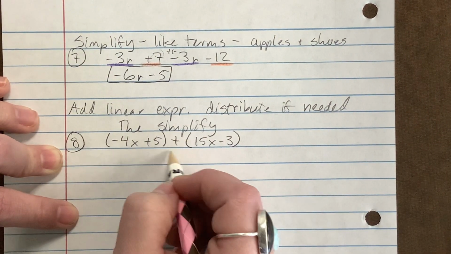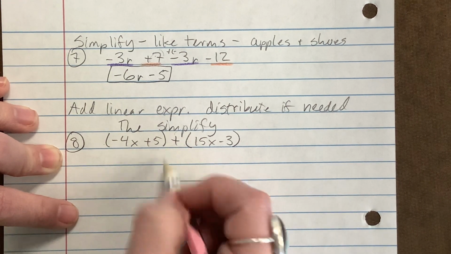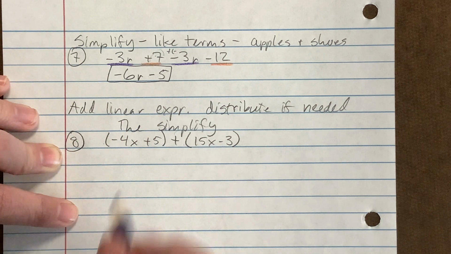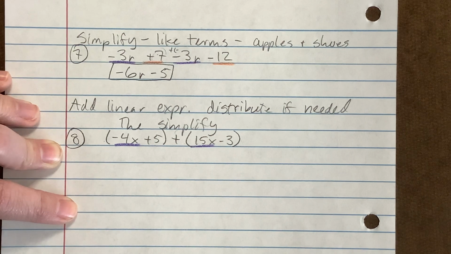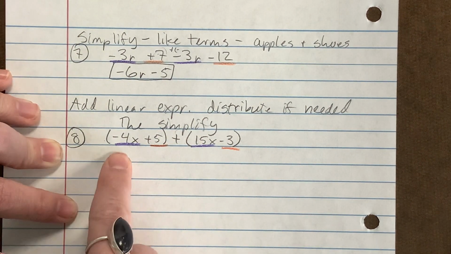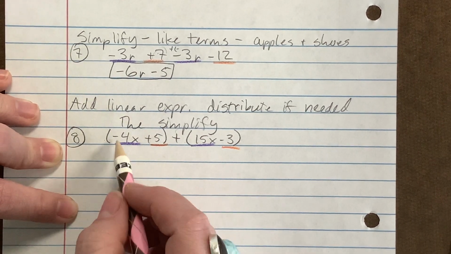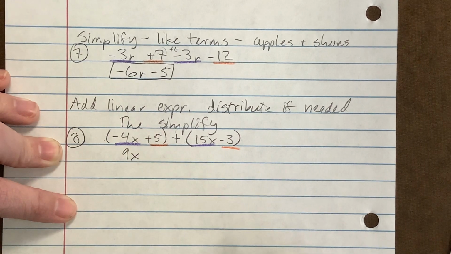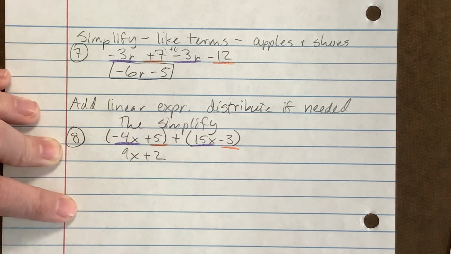Okay, now when we just have a plus here and there's nothing but ninja ones in front of our parentheses, then we can just pretend the parentheses aren't even there, and we can combine our like terms. Okay, so -4 plus 15, we have way more positive, so it's going to be positive. And if we find the difference, it's 9 with an x, and 5 minus 3 is 2.